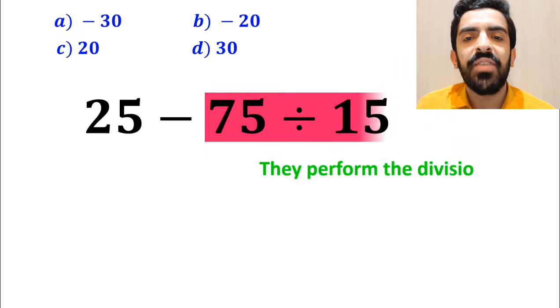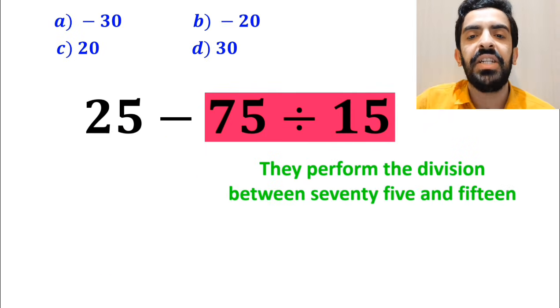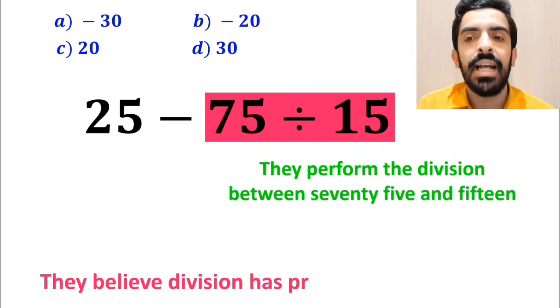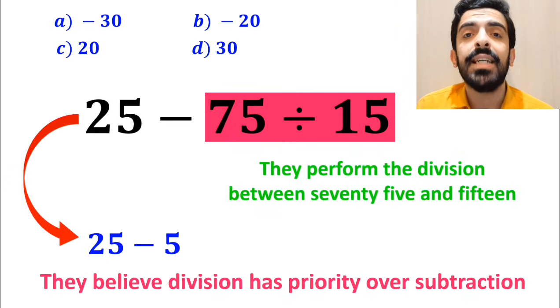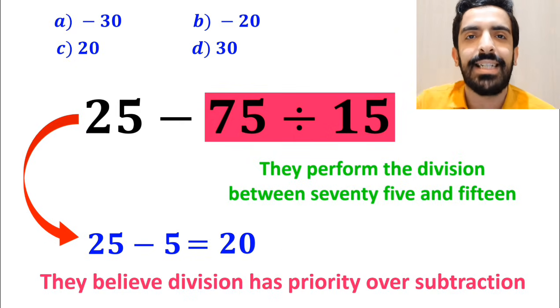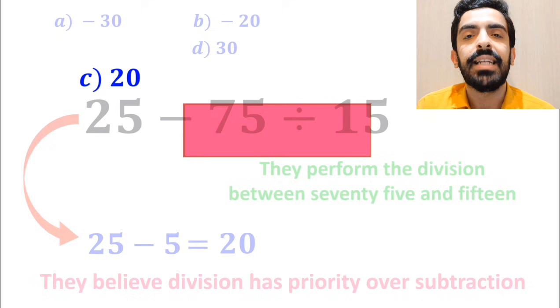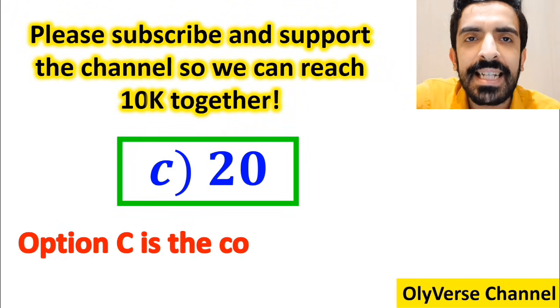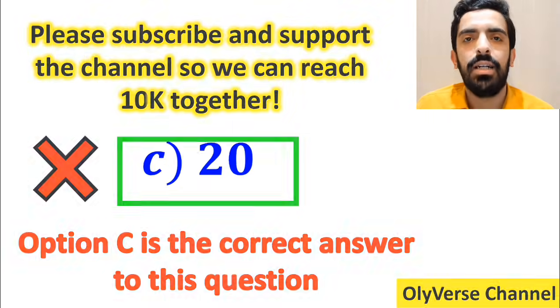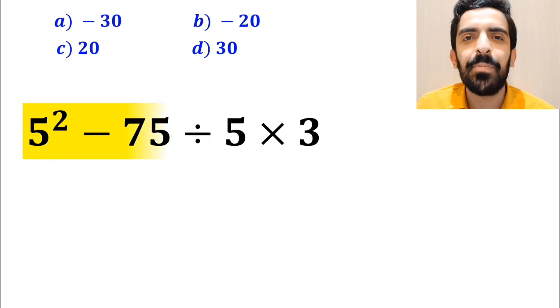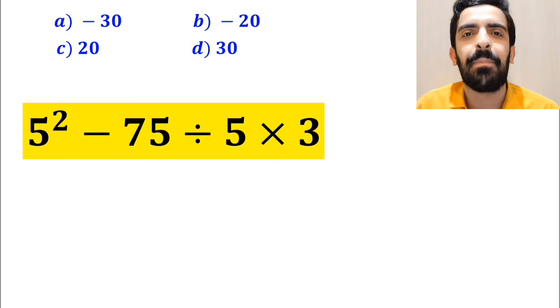Next, they perform the division between 75 and 15 since they believe division has priority over subtraction. And they rewrite this expression as 25 minus 5, which ultimately gives them the answer 20. And immediately, they conclude that option C is the correct answer to this question. However, that's definitely wrong. Alright, now let me explain step by step how to solve this expression properly.